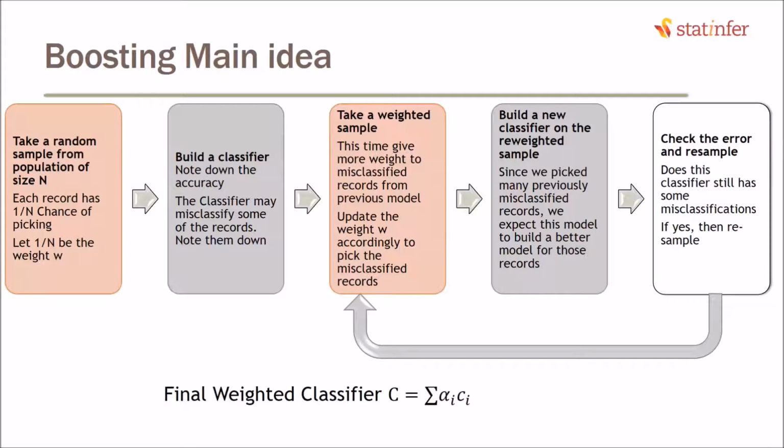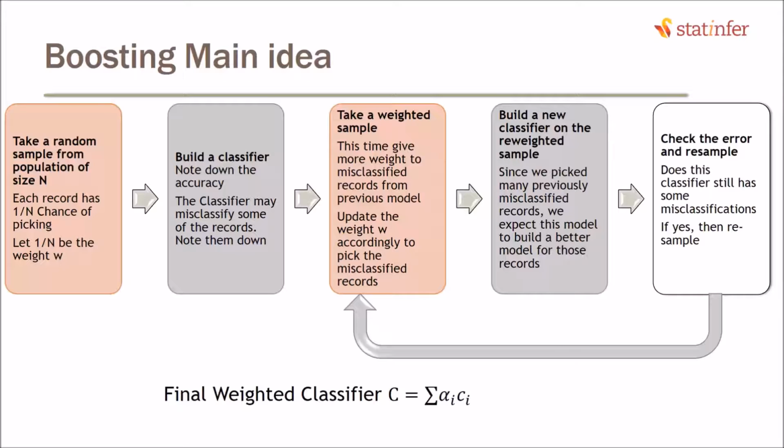The main idea here is the overall philosophy of boosting. Take a random sample first of the population of size n. Each record has a 1 by n chance of being picked. So let 1 by n be the weight of each observation point, that is w. So we first take a random sample from the population. Now we build a classifier on that. Note down the accuracy. Obviously the classifier may not classify all the records correctly, some of them are wrong.